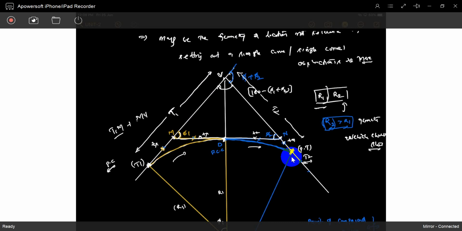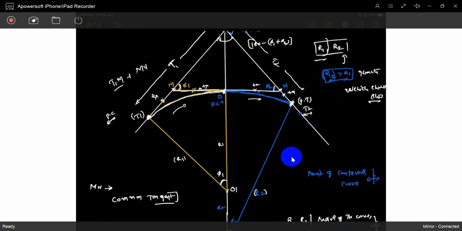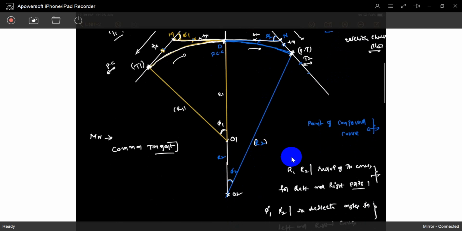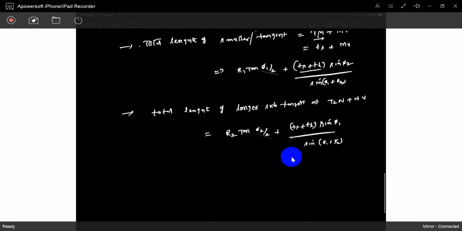It's the length of the curve. So what is the length of the curve? This is theta. What is the length of the curve, L? So what is that length? Length of the smaller tangent curve, the small radius curve. You can easily call it that.